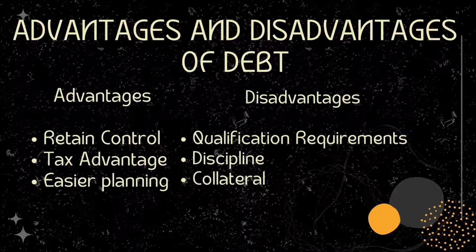If we have advantages, we also have disadvantages. The qualification requirements. You need a good enough credit rating to receive financing. Next, the discipline. You'll need to have the financial discipline to make repayments on time. And the last one, the collateral. By agreeing to provide collateral to the lenders, you could put some business assets at potential risk.